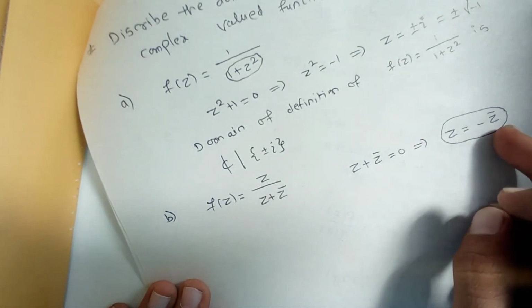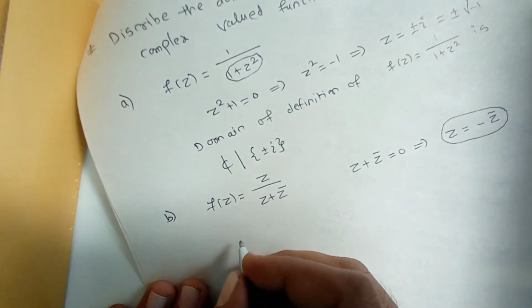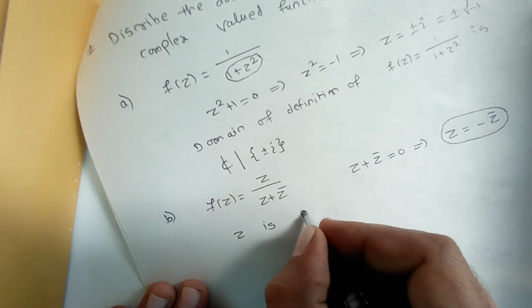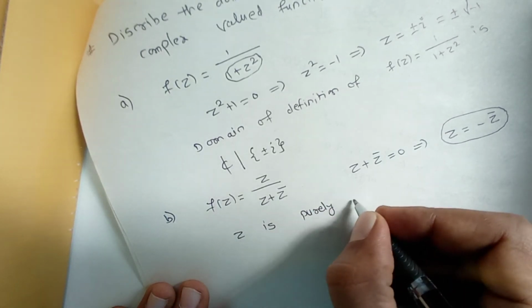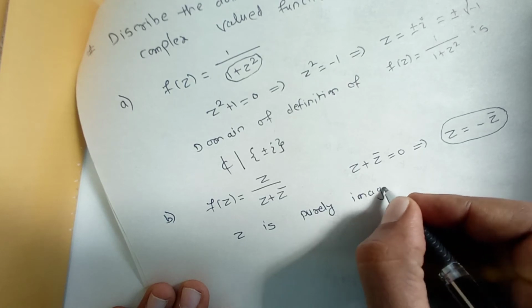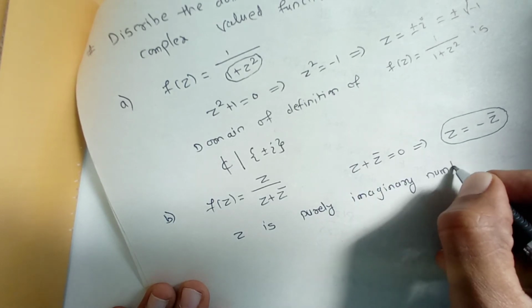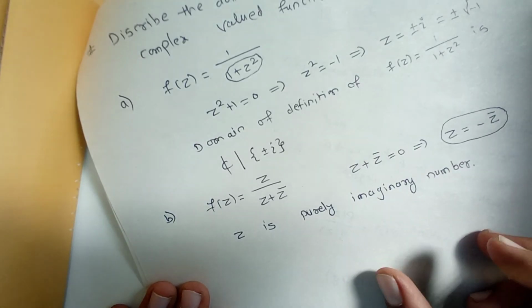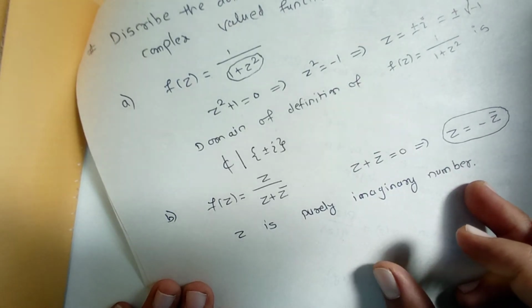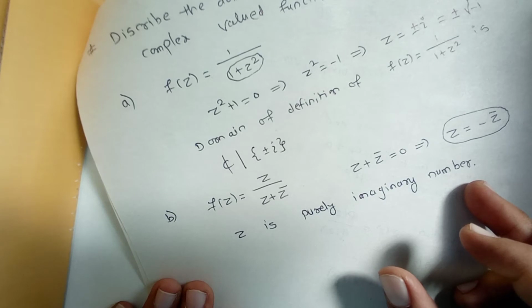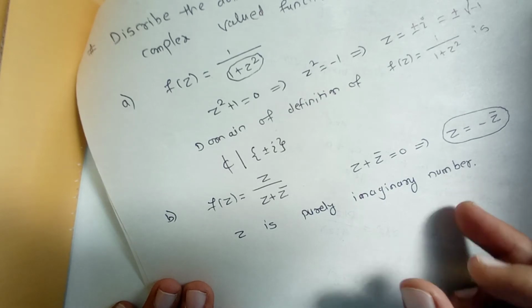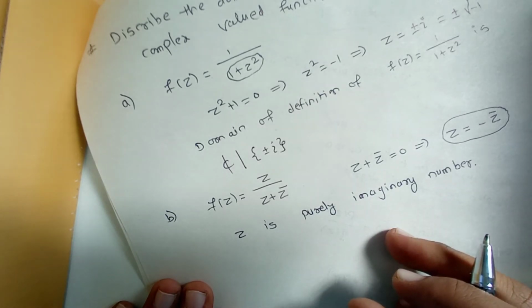z is equal to minus z bar implies z is a purely imaginary number. So remove all the purely imaginary numbers from the set of complex numbers and that will be the domain of definition of the given function.